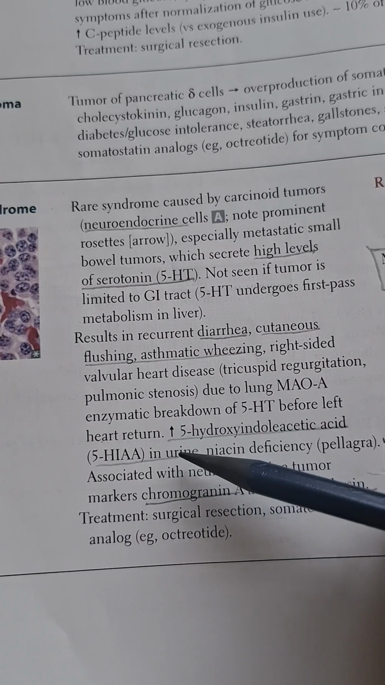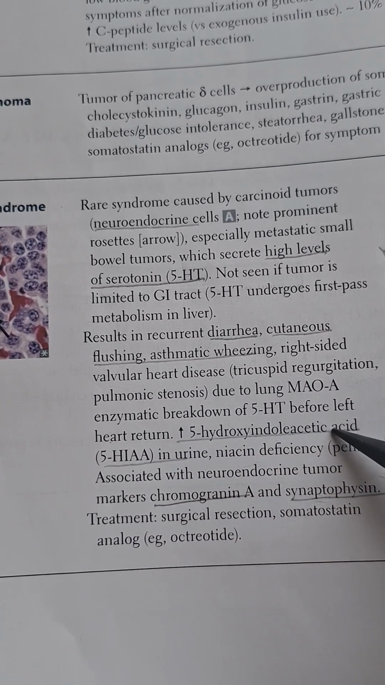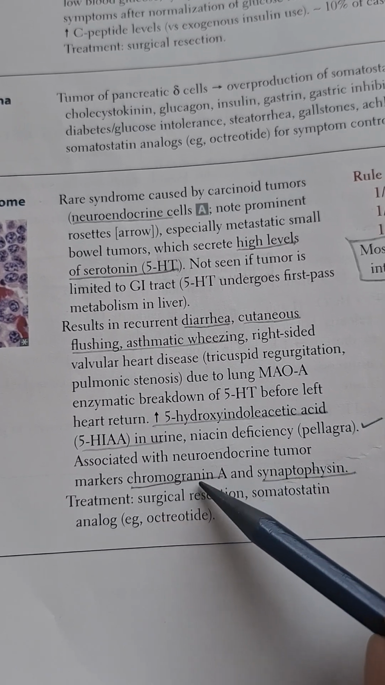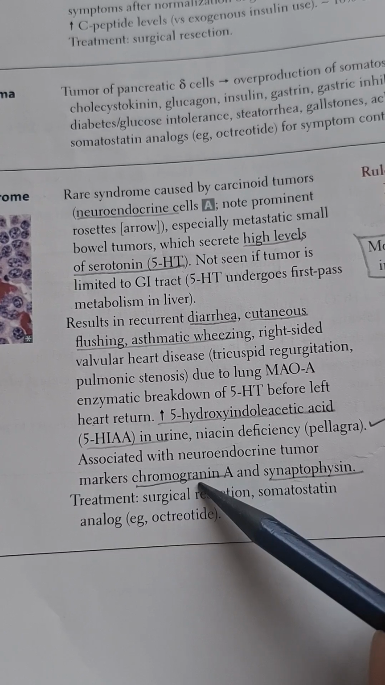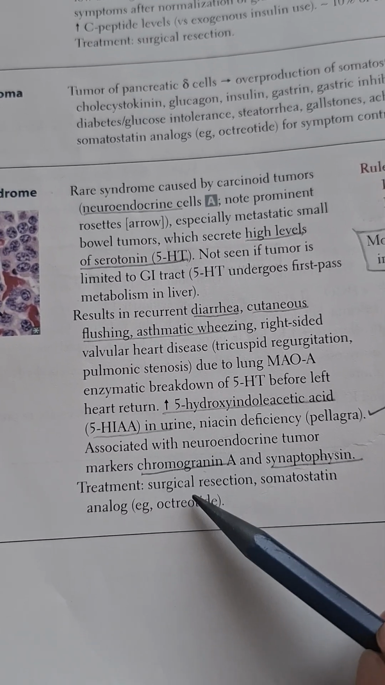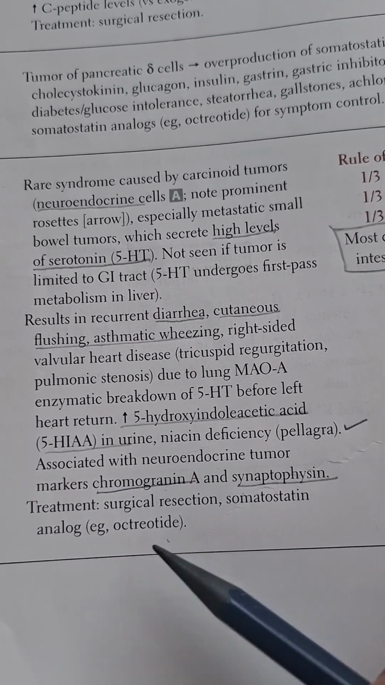You will diagnose by urinary 5-HIAA, which is 5-hydroxyindoleacetic acid. And what are the markers? The markers are chromogranin A and synaptophysin. And what will be the treatment? Treatment will be either you can surgically remove it or you can give octreotide.